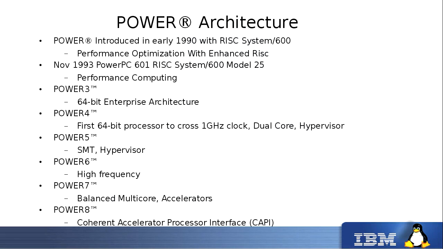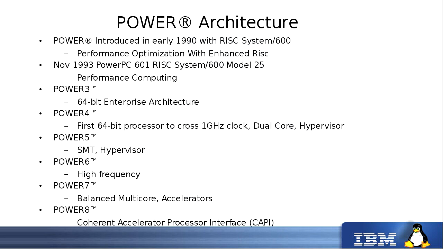So to give an idea about Power architecture, it actually got introduced in the early 1990s with RISC System 6000. POWER actually stands for Performance Optimization With Enhanced RISC. Shortly after that, IBM started working with Motorola and Apple on more cost-effective PowerPC chips, which ended up in IBM releasing PowerPC 601 for the 600 model 2.5. So the PC there stands for Performance Computing. This was followed by the release of Power 3. As you can see, each generation of Power processor had some industry-leading features. Power 3 was the first 64-bit enterprise architecture.